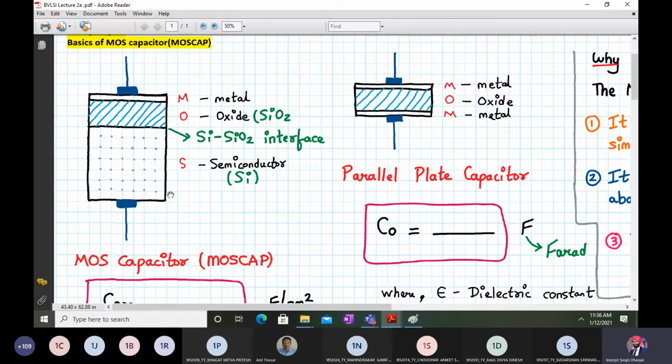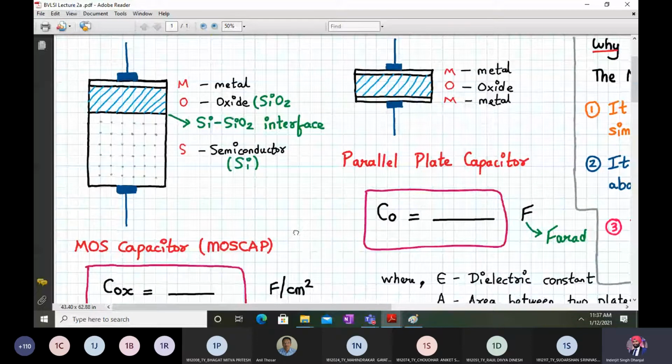Okay, and here we have this line. If you see over here, this is the line which is called the SiO2 interface, and that also has its significance. The oxide is basically made up of silicon dioxide, SiO2, and metal can be aluminum or polysilicon. We'll talk about that. Okay, so this is all called MOS capacitor, metal oxide semiconductor capacitor, or in short form we can call it a MOS cap.